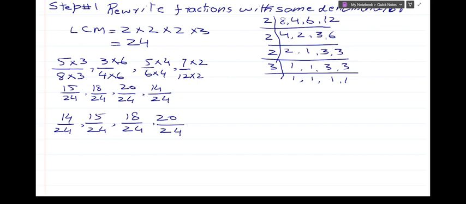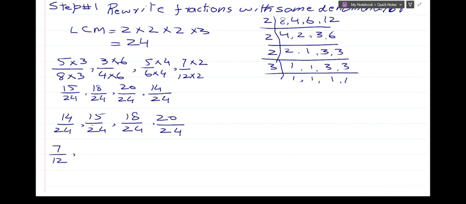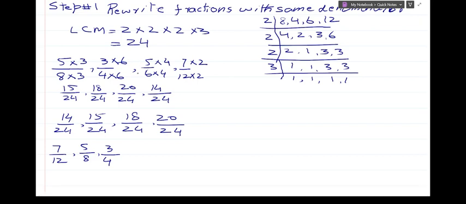You know that 14 by 24 came from 7 by 12. So I'll write 7 by 12 first, comma. 15 by 24 was generated from 5 by 8. So next is 5 by 8. 20 by 24 was generated from 5 by 6. You can see this. That's the answer.